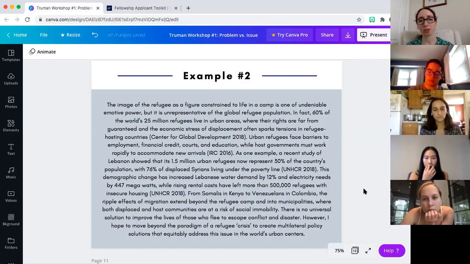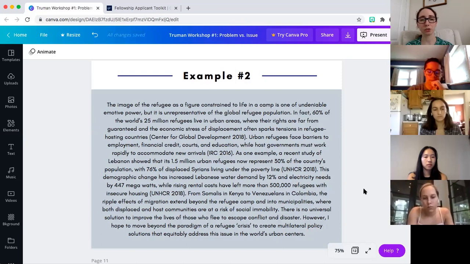This demographic change has increased Lebanese water demand by 12% and electricity needs by 447 megawatts, while rising rental costs have left more than 500,000 refugees with insecure housing. From Somalis in Kenya to Venezuelans in Colombia, the ripple effects of migration extend beyond the refugee camp and into municipalities, where both displaced and host communities are at risk of social immobility.